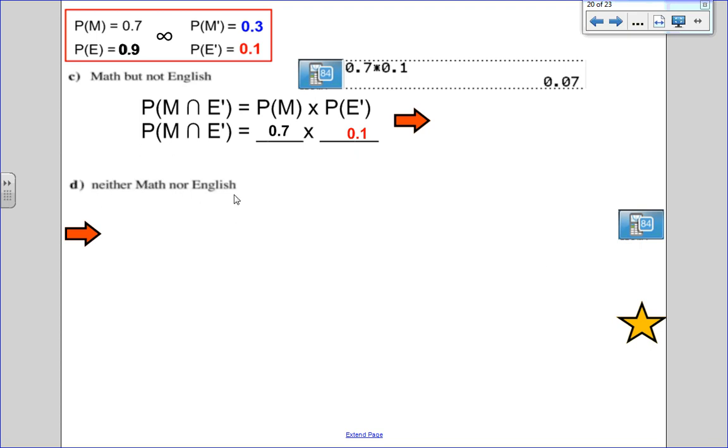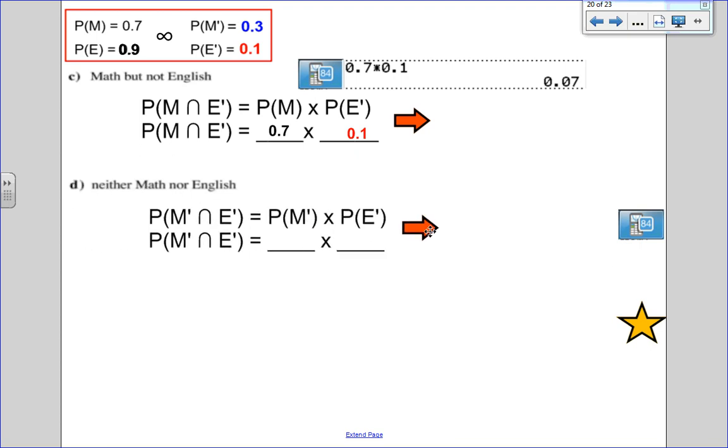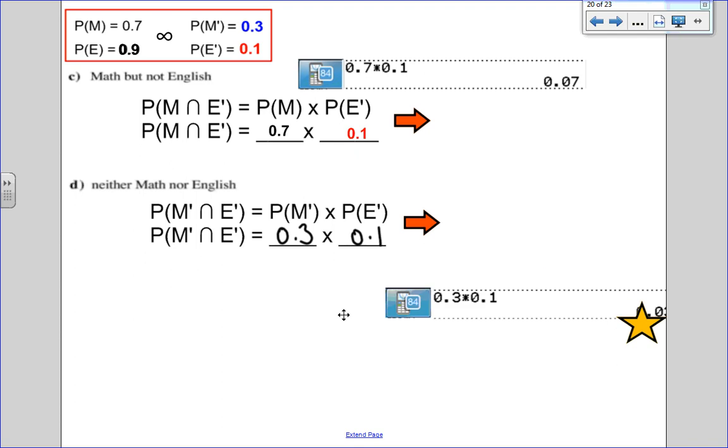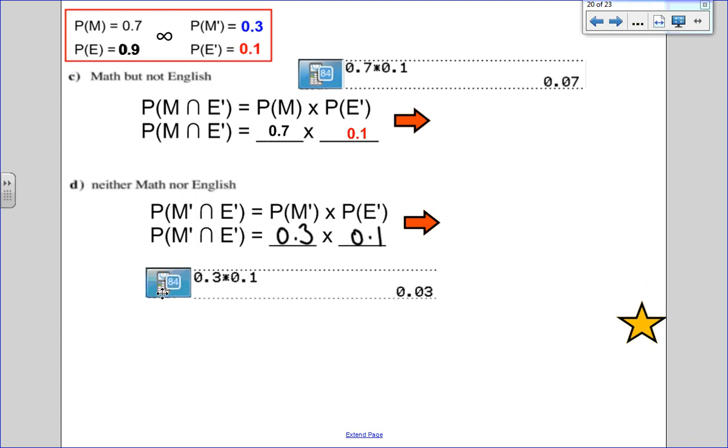Probability of neither math nor English. So what that really means is not math, not English. So the probability of not passing math, 0.3. The probability of not passing English, 0.1. And then I want to multiply those together. And I get 0.03. Now, there was an event in here that was complementary.